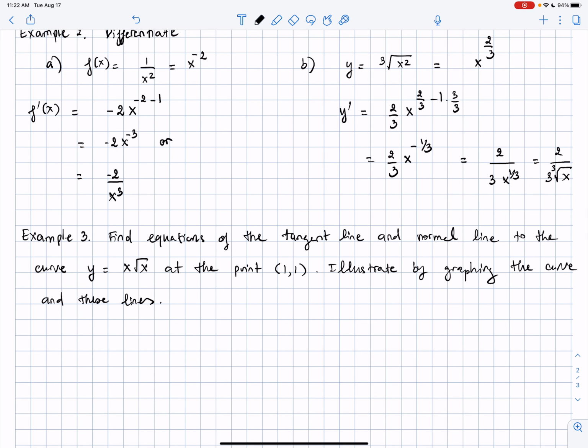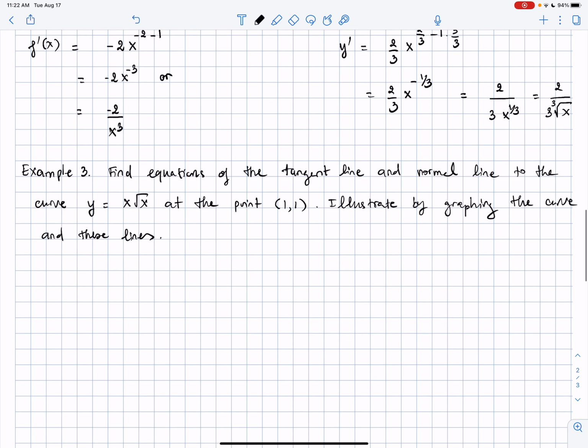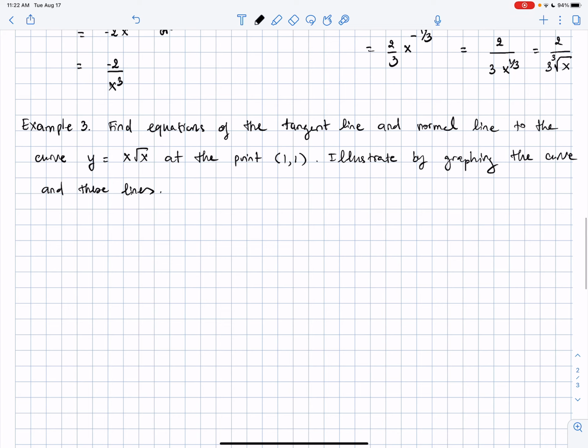Example number 3, we want to find the equation of the tangent line and normal line to the curve y equals x square root of x at the point 1, 1. So the function y equals x square root of x, this is the same thing as x times x to the 1/2. Then we can add the exponents, so 1 plus 1/2, because we have the product rule. So we will get 3 over 2. We will take the first derivative of this function.